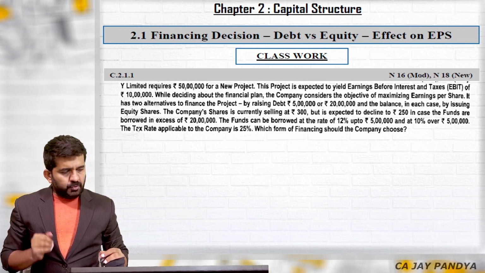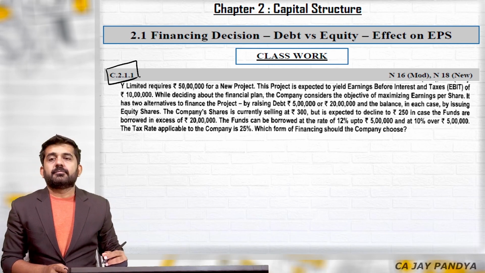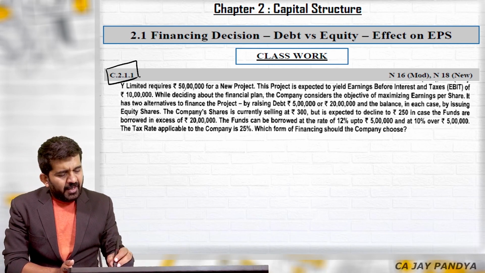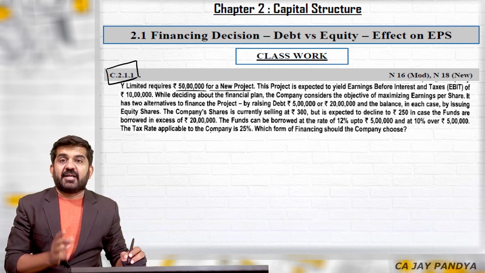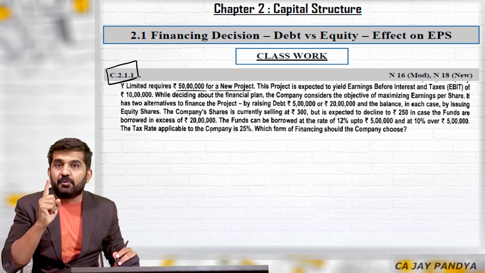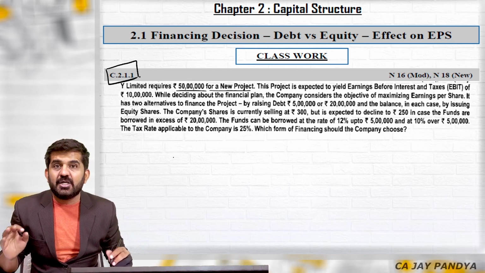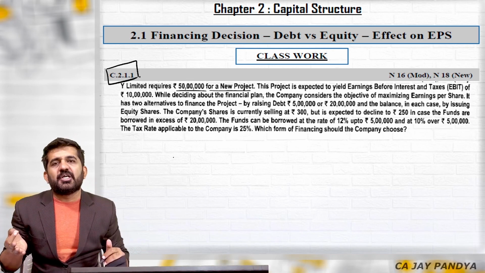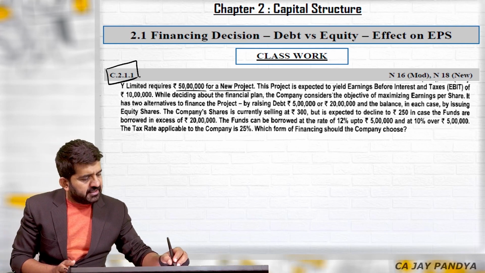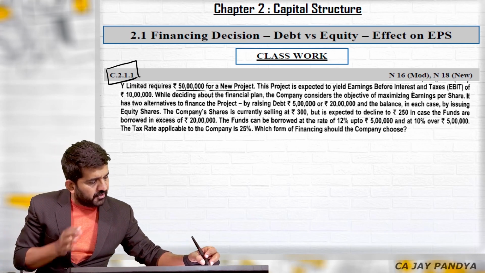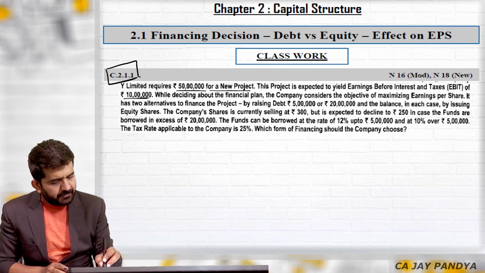So let us go to some questions of capital structure. This is C2.1.1. Y Limited requires 50 lakhs rupees for a new project. I told you in capital structure, you will always be given the total finance required. If this figure is not given, then it is not a question of capital structure. This project is expected to yield earning before interest and tax, EBIT, of 10 lakh rupees.